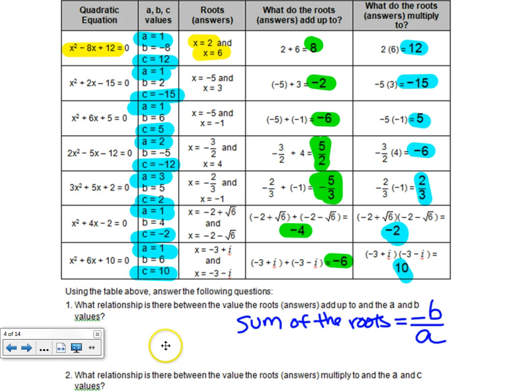That the sum is equal to the negative b over the a values, and then the product. Okay, I ran out of room here, but I'll write it here. The product of the roots equals the c value divided by the a value in the equations. So when you look at an equation, you now know before you even begin what the answers should add up to and what the answers should multiply to, and that will be a great way to also check your work.